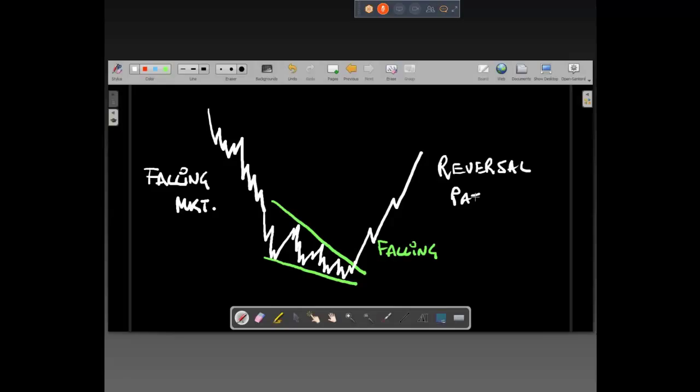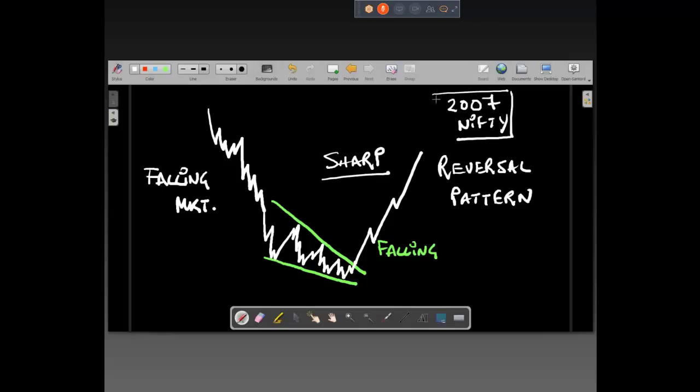Wedges are fairly common in the charts, mainly as a form of continuation pattern. Rarely do they shape up as reversals, but when they do, these reversals are very sharp in nature. If you see the 2007 top of our Nifty market, it actually ended because of a rising wedge after a rising bull market.